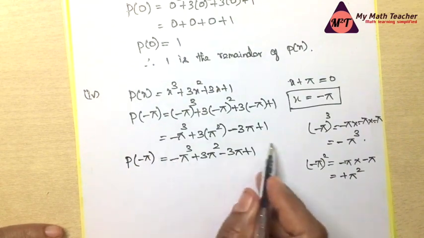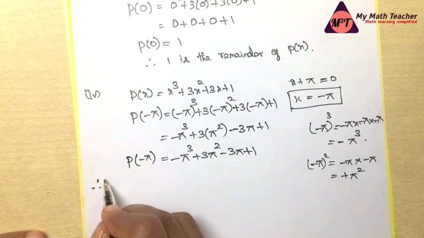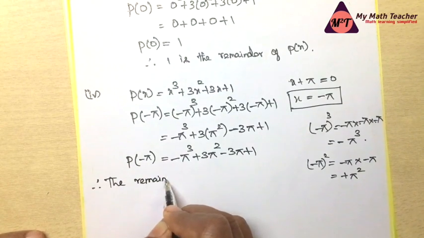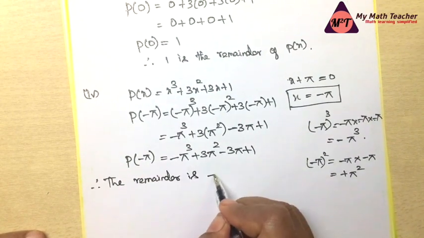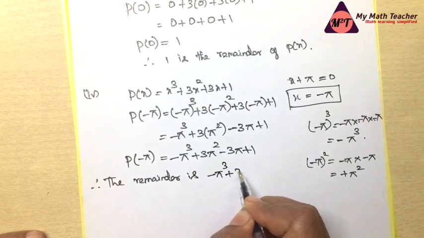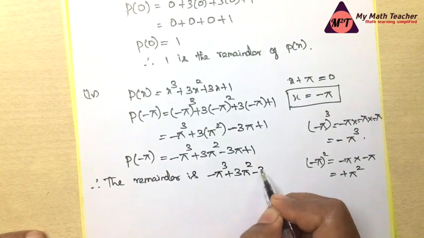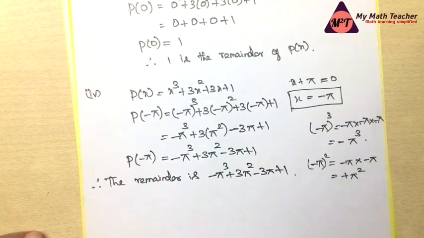Okay. This is the remainder. Therefore the remainder is the same answer, minus pi cube plus 3 pi square minus 3 pi plus 1.